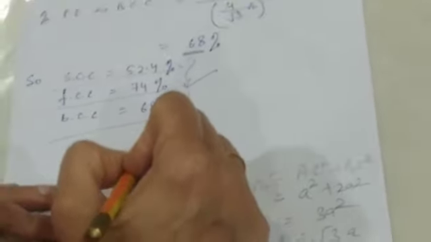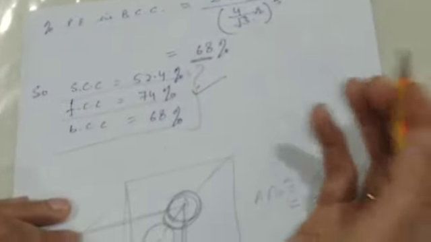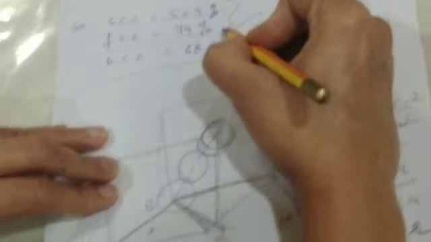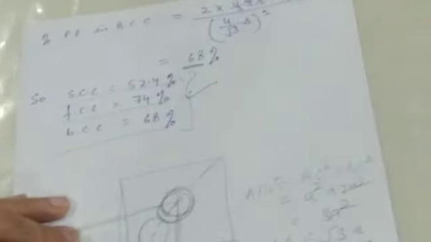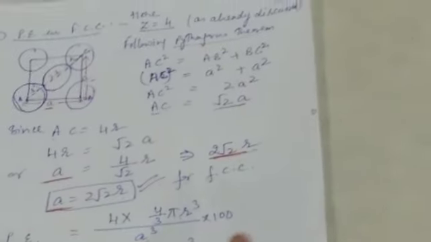For face centered it is 74, BCC is 68. So you can very well see which packing is the most efficient packing. Which type of unit cell will give you the most? That is the face centered cubic cell. You see, the packing is most close packing. So this is about the packing efficiency in solids, and this is for today's class.